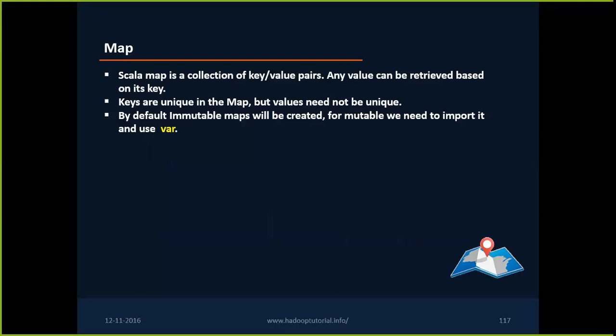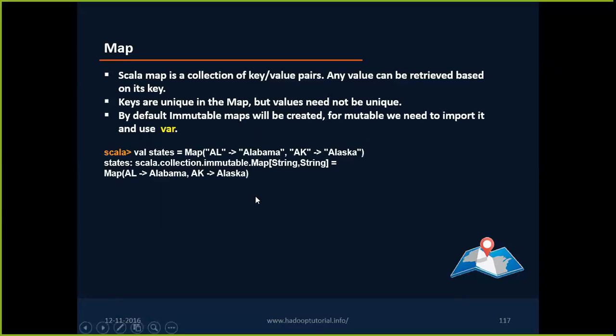These are key value pairs, and any value for a given key is retrieved based on the key. Keys are unique in the map, but values need not be unique. So for the same key, multiple values can also be assigned, or the value can be repeated for different keys. By default, immutable maps will be created whenever you create a map.